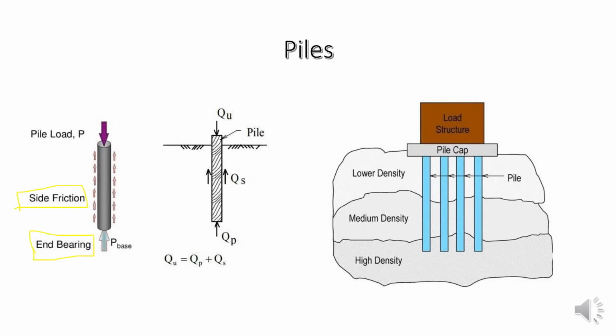In this figure we can see the external load is QU and this QU, the external load, will be resisted by the two components. One is QS, another one is QP. The total resistance is QP plus QS. This is the total resistance. The total resistance should be greater than or equal to QU.